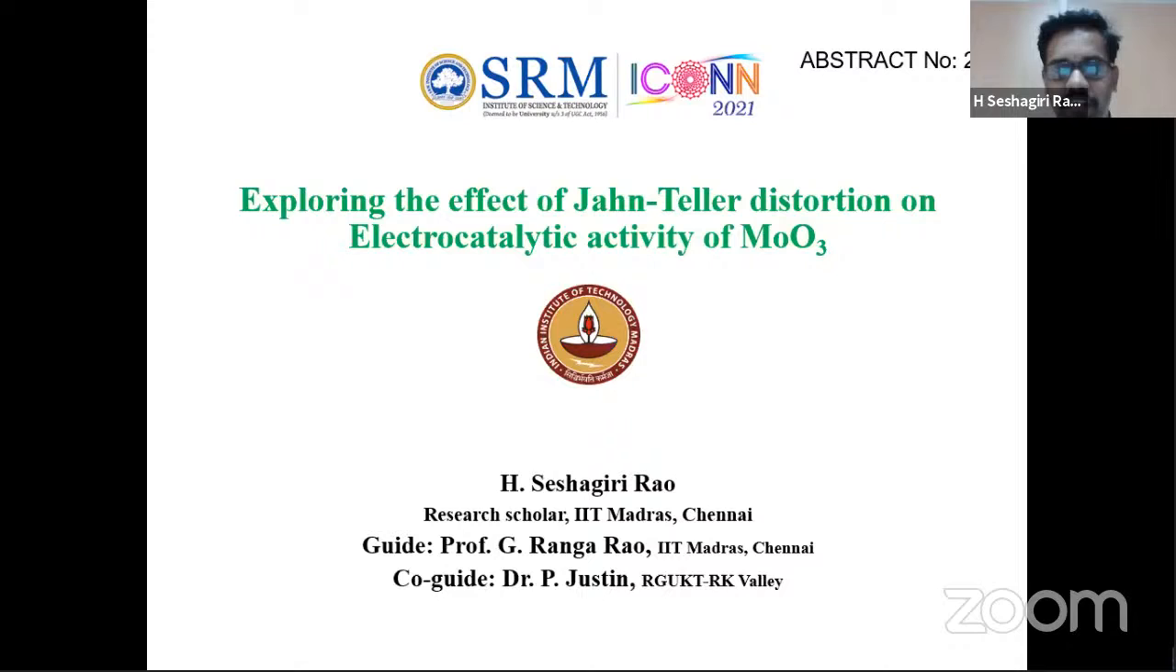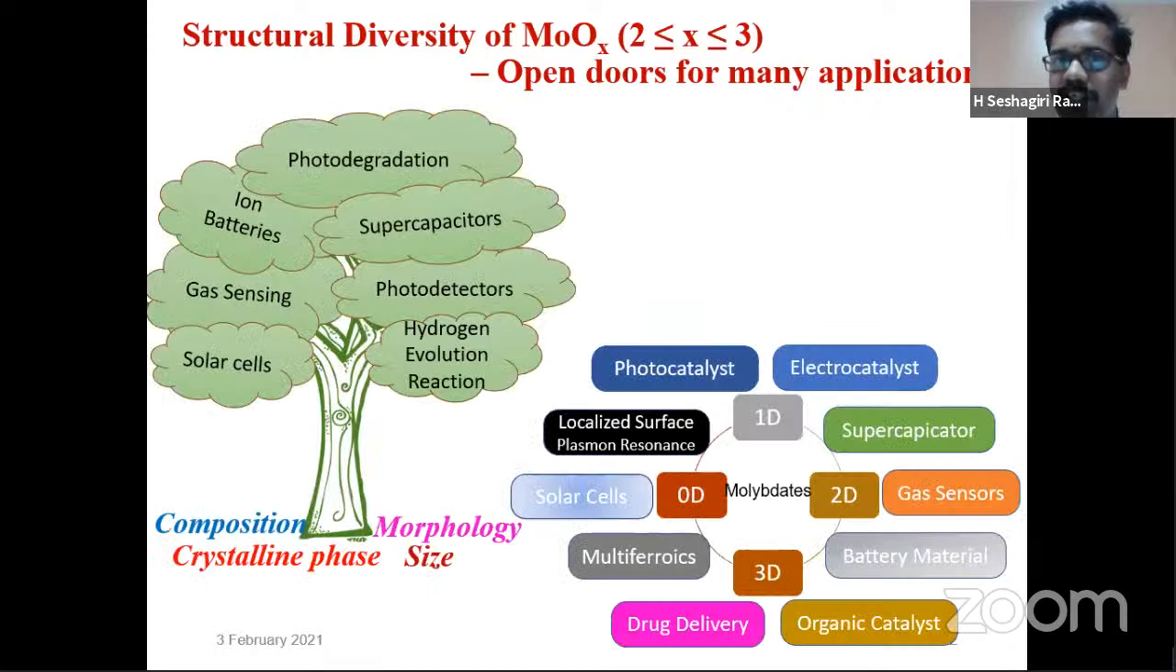Hello. Yes, sir. Good evening to one and all. Today I wanted to speak about exploring the effect of Jahn-Teller distortion on the electrocatalytic activity of MoO3. Here is the structural diversity of MoO3, that is MoOx, where x may range from 2 to 3, so it opens a very wide range of opportunities for various catalytic applications.